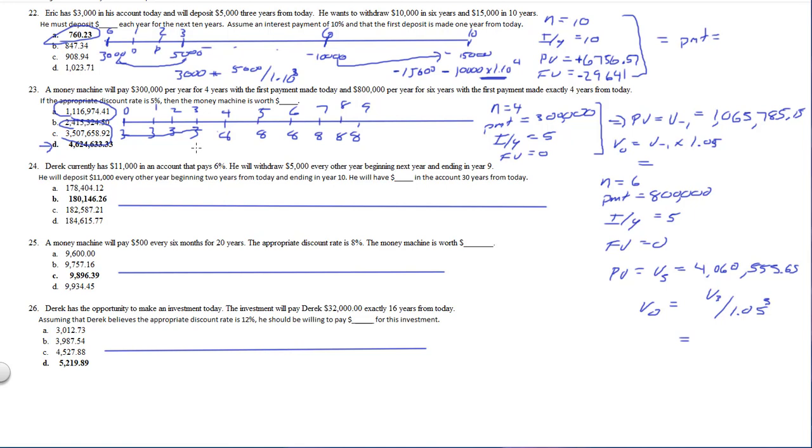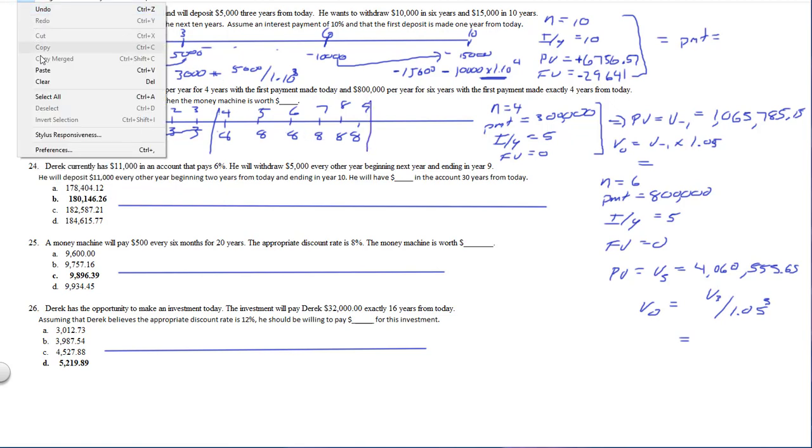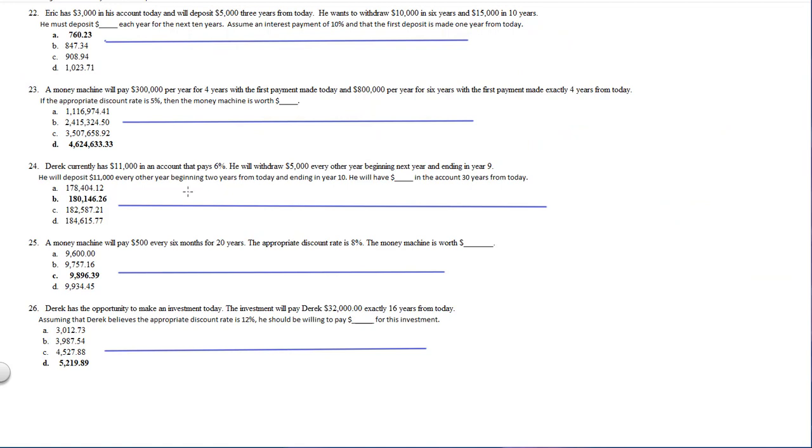You should be able to do these annuities like at the very beginning of chapter 3. I'm just adding them together. The timing is the issue, how I treat that timing. All right, so let's clear this off and go to number 24.